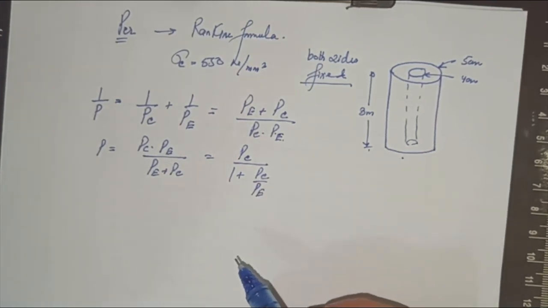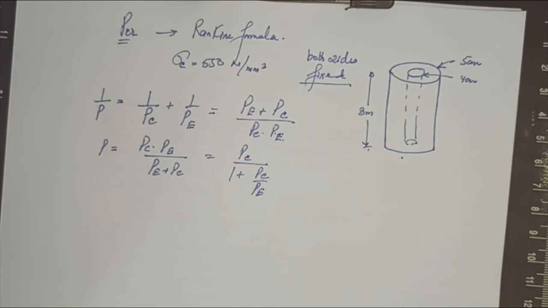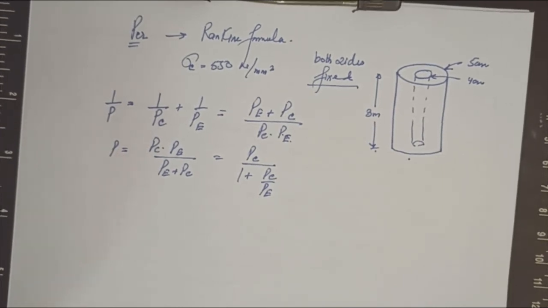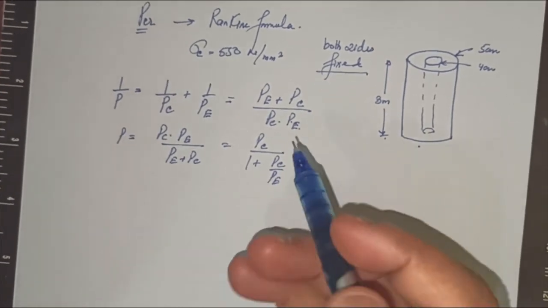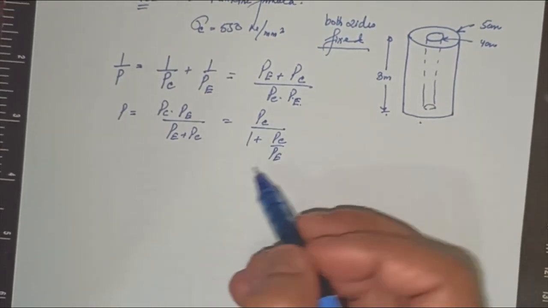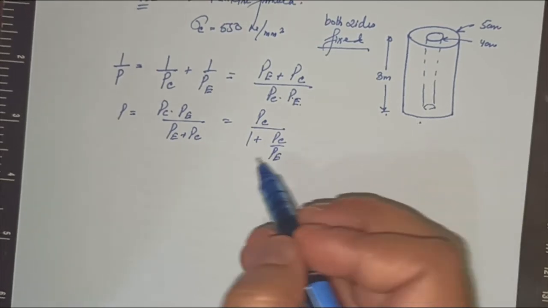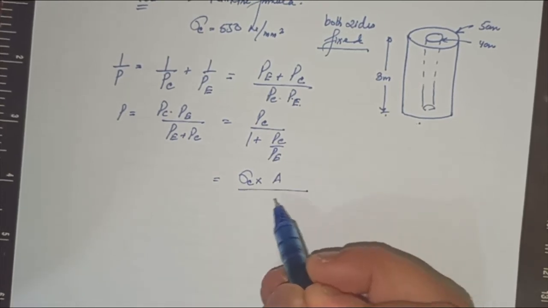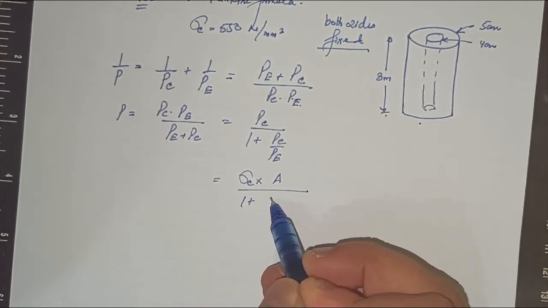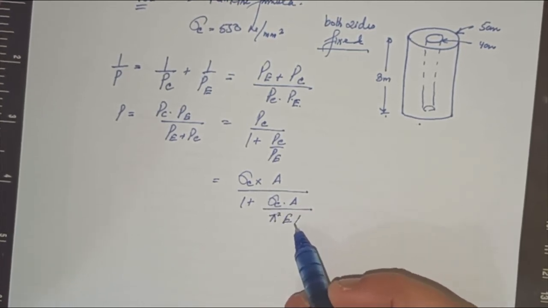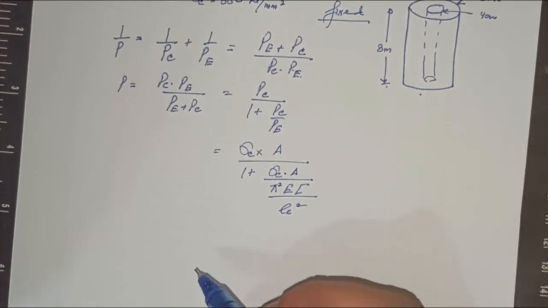This can be further written as, just a moment, this battery is about to, just a moment, let me check it out. Okay, now it's okay. So P equals Pc upon 1 plus Pc upon Pe. Now you can put in the values of Pc and Pe. So this can be written in terms of sigma c times A divided by 1 plus sigma c times A divided by pi square EI upon Le square.